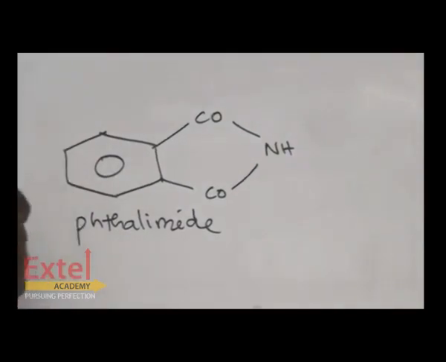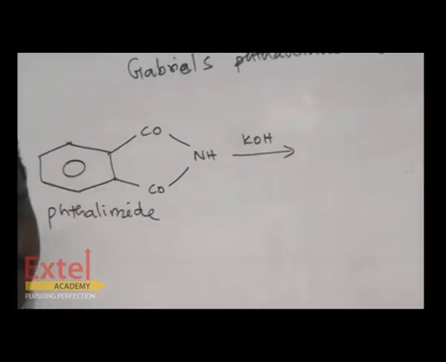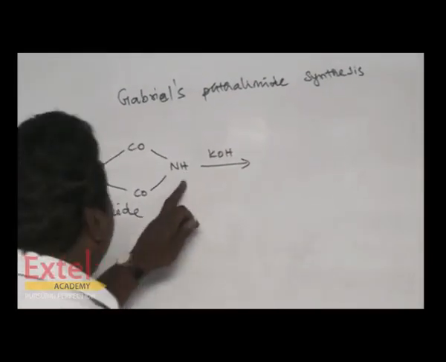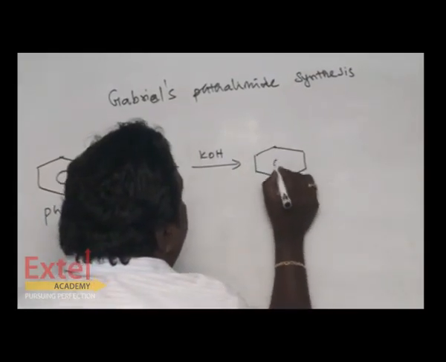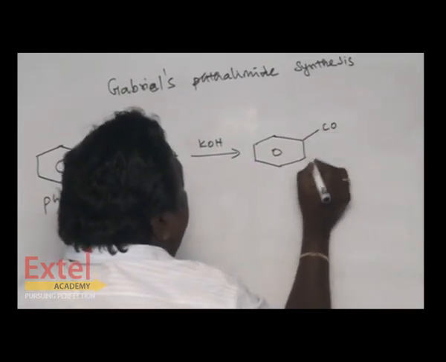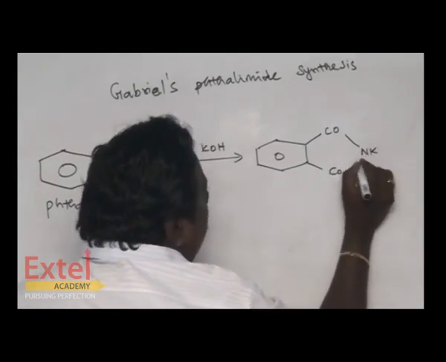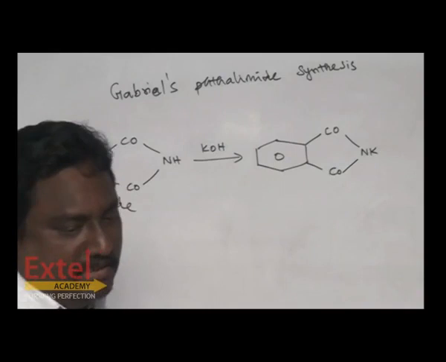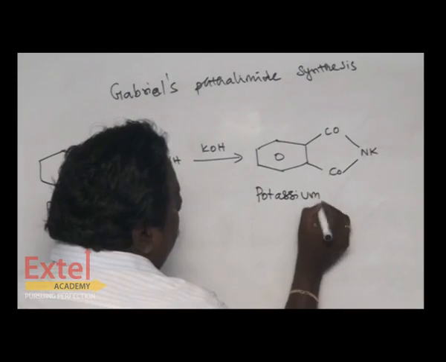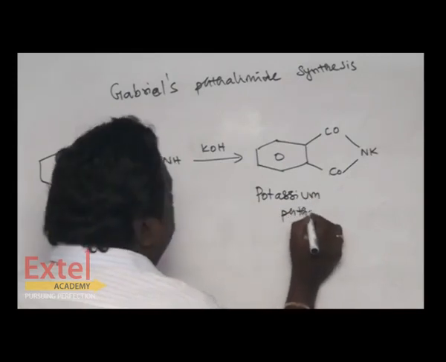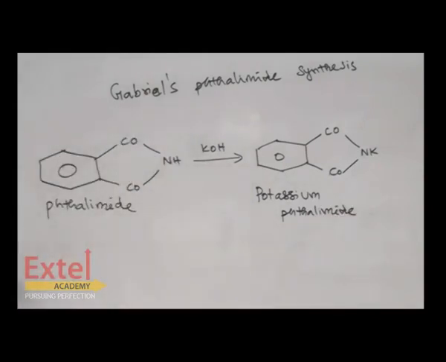When phthalimide is treated with KOH, the H will be replaced by K. H alone will be replaced by K. This is called potassium phthalimide.